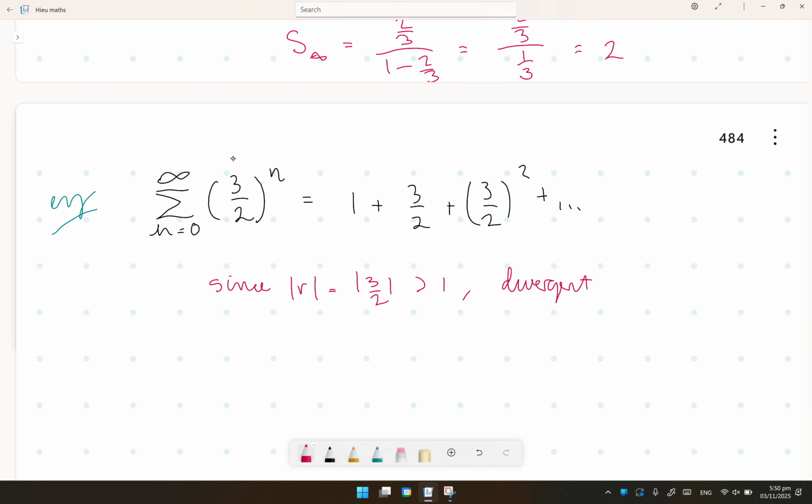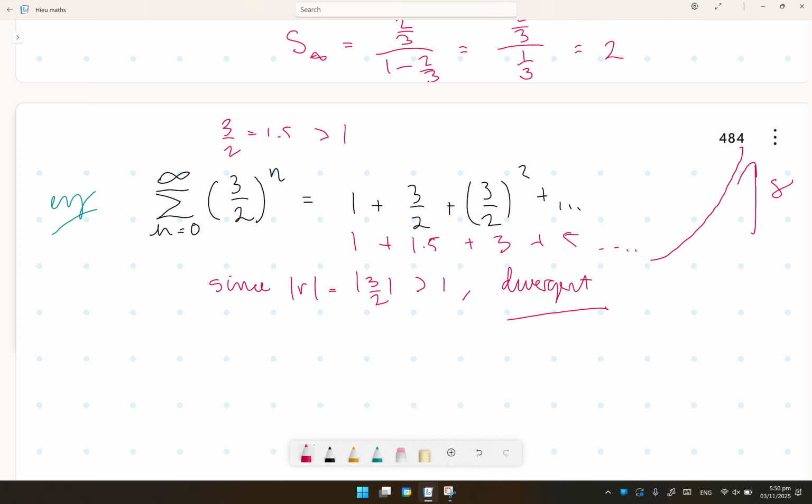Meanwhile, for this one, you can see here the common ratio is 3 over 2. 3 over 2 is equal to 1.5, which is larger than 1. What you're going to end up with is 1 plus 1.5 plus 3 plus 5, and it just keeps going up and goes to infinity. So then it's divergent, it goes to infinity.